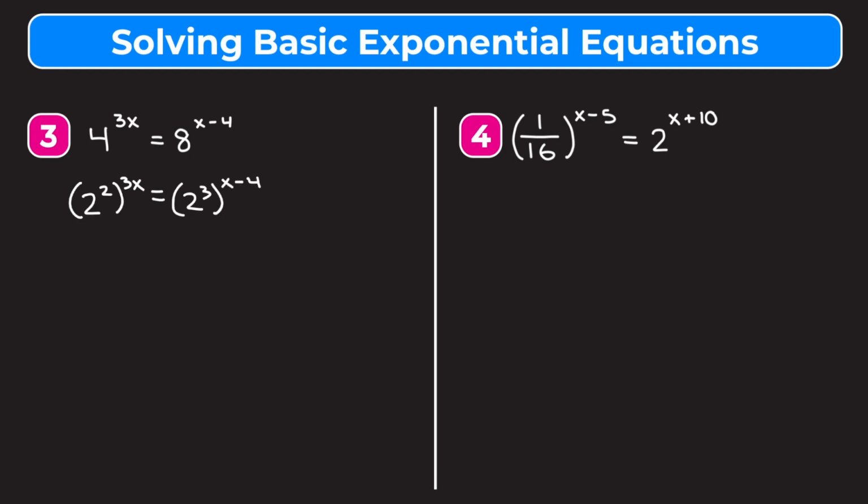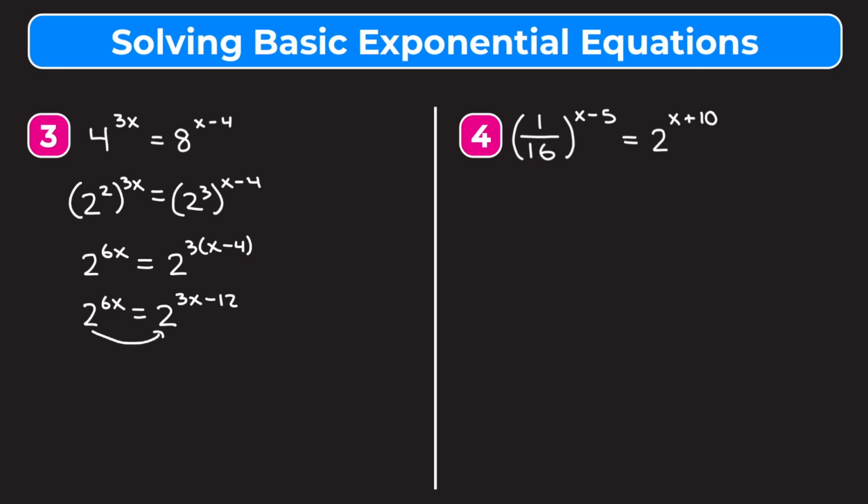And now let's simplify the exponents on both sides. So we're going to multiply that 2 by the 3x. We're going to get 2 to the 6x. And we're going to multiply this 3 by the x minus 4. So we're going to get 2 to the 3 times the quantity of x minus 4. And we just want to simplify that exponent on the right a little bit more. So we're going to distribute that 3 to get 2 to the 3x minus 12.